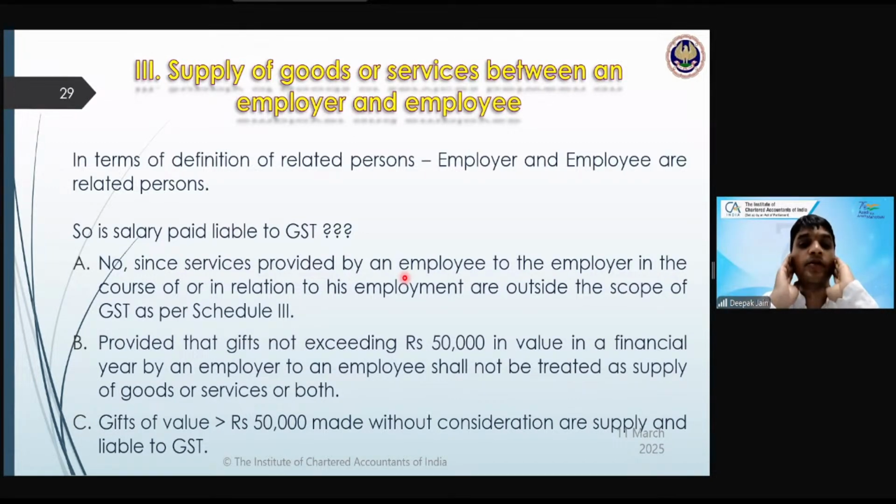Then we have the proviso that gifts not exceeding a limit. We had discussed that if your employer is giving you any gift, that gift cannot exceed 50,000 rupees. Up to 50,000 rupees, he can give the gift, no problem. But after 50,000, it will be liable to GST. So gifts of value more than 50,000 rupees, which are made without consideration, are supply and liable to GST. Because here the limit is up to 50,000 rupees.